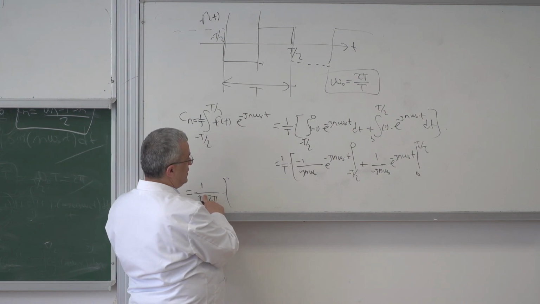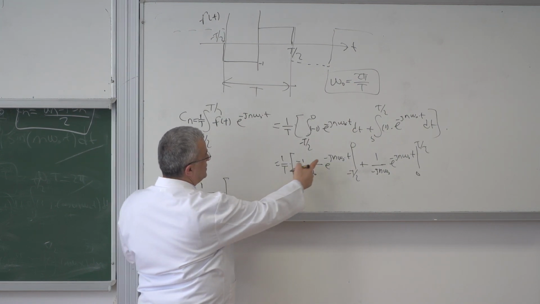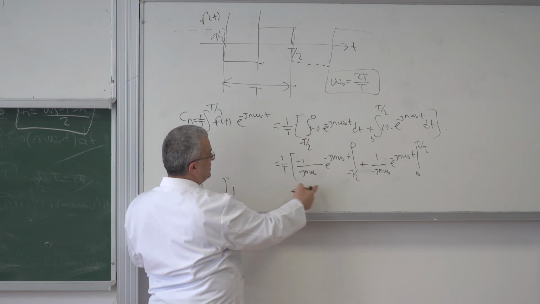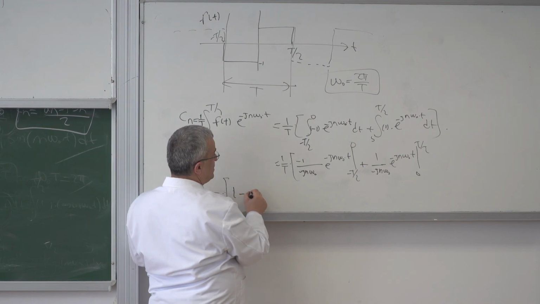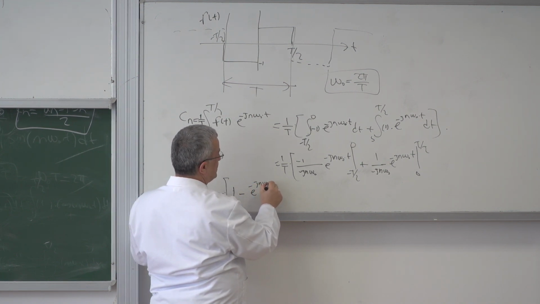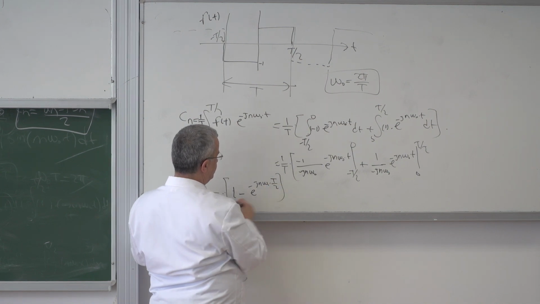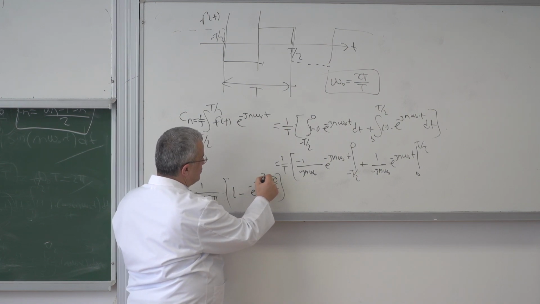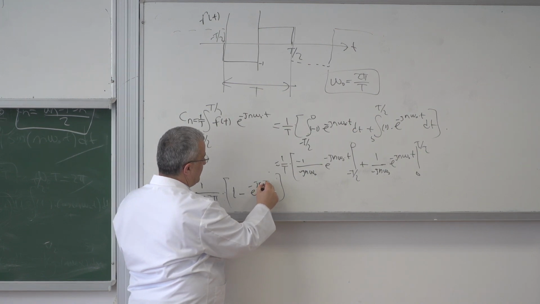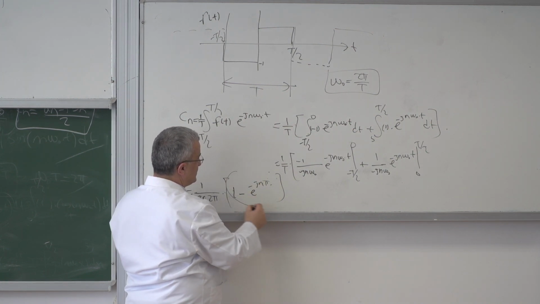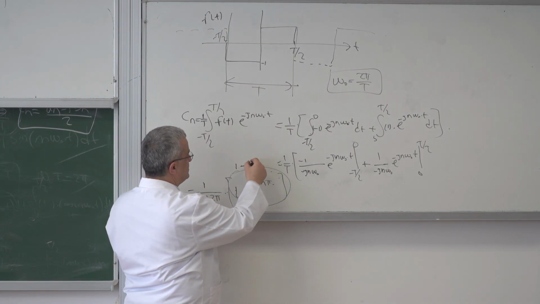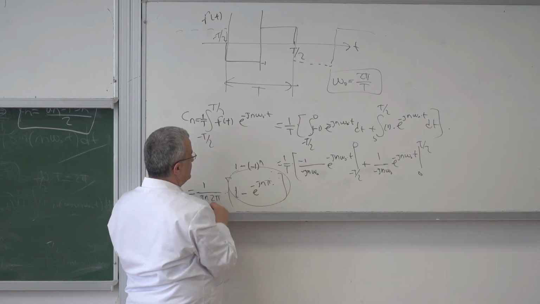J n omega 0. In the upper limit, this is e to the 0, which is 1. In the lower limit, it is minus e to the j n omega 0 t over 2. What is that? This is 2 pi divided by, so this is pi, right? It looks familiar, doesn't it? So this is 1 minus 1 to the power n.